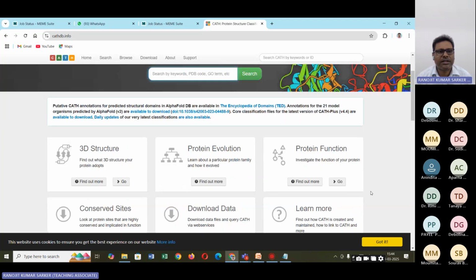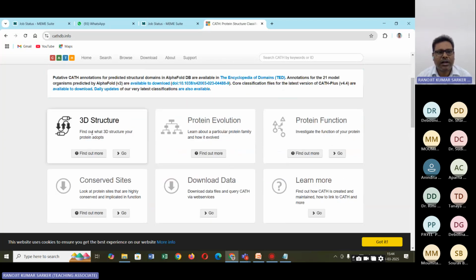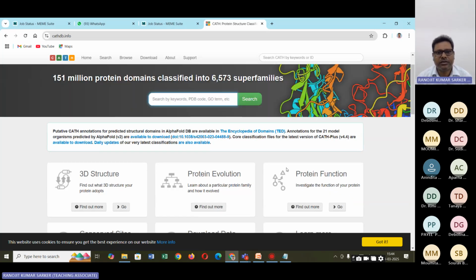Now here you can see that you can get the 3D structures. You can get the protein evolution relationships. You can predict protein functions. You can predict conserved sites also. So these are the different windows.